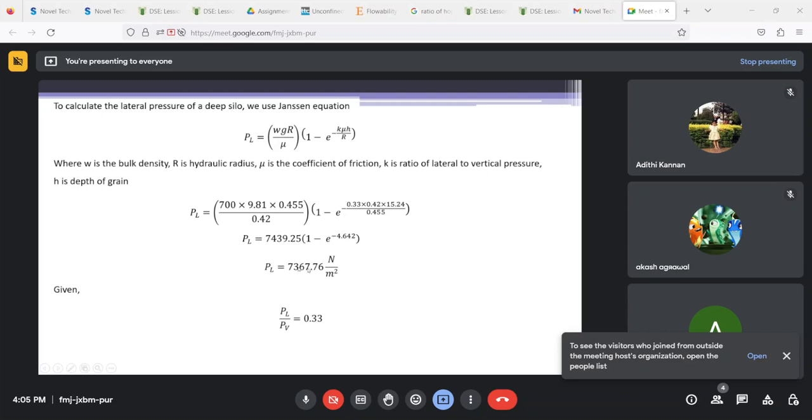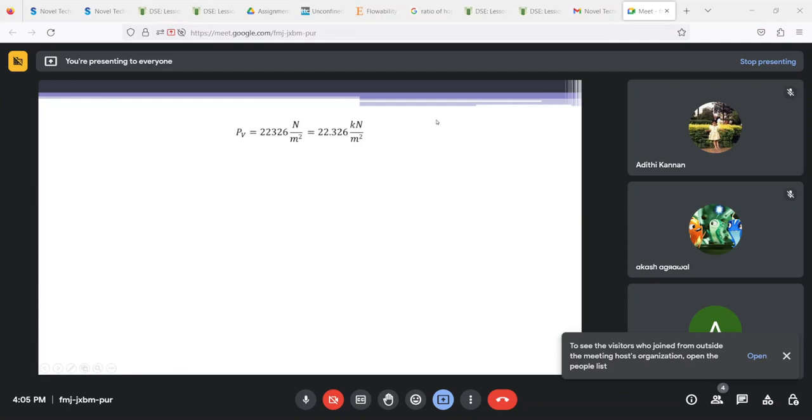So we know PL from the calculation above. We know that that is equal to 0.33. From there, you just substitute it and you get PV as 22,326 Newton per meter square. In the question, it was asked what was the PV in kilonewton per meter square. So we convert Newton per meter square into kilonewton per meter square, which comes out to be 22.326 kilonewton per meter square. The answer to this question is option C.